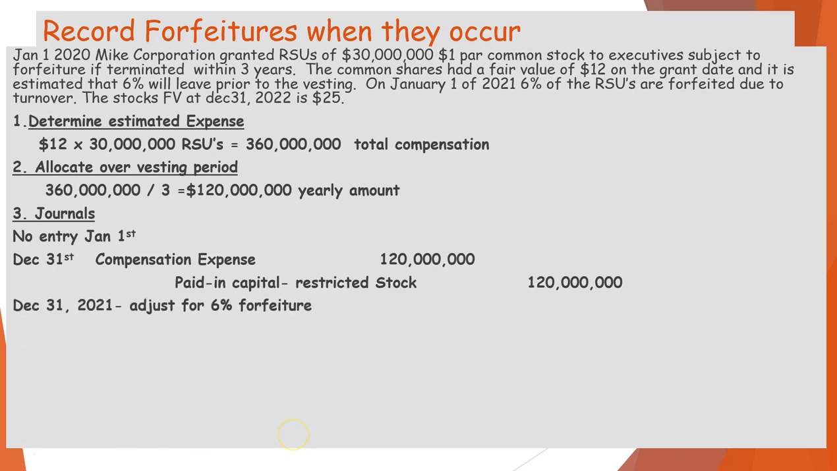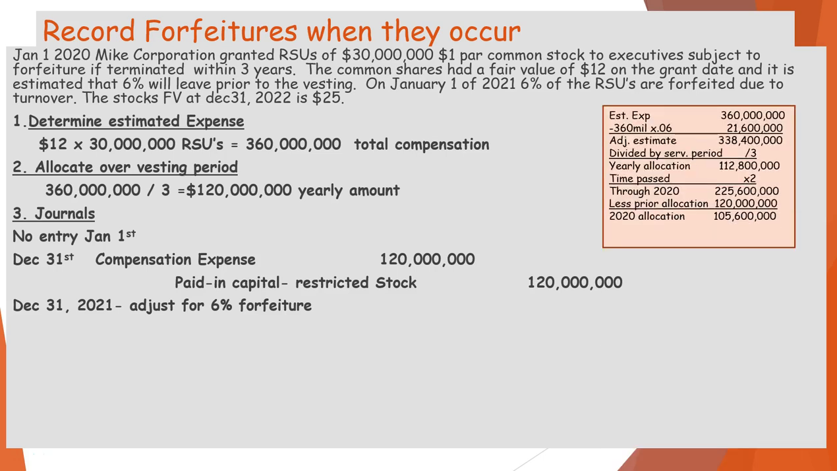So on December 31st, we're going to have to adjust for the 6% forfeiture, but that adjustment is also going to have to adjust what we've already booked. So we're going to take our estimated expense and we're going to subtract out that 6%, and that tells us our estimate is only actually $338,400,000. We're then going to divide that by 3, which tells us the yearly allocation should be $112,800. And we're going to take that times 2 because 2 years have gone by.